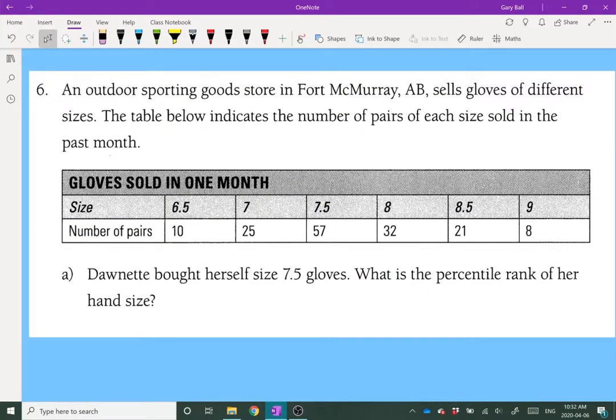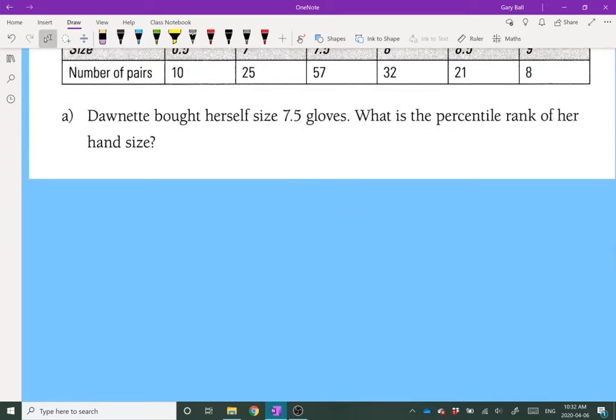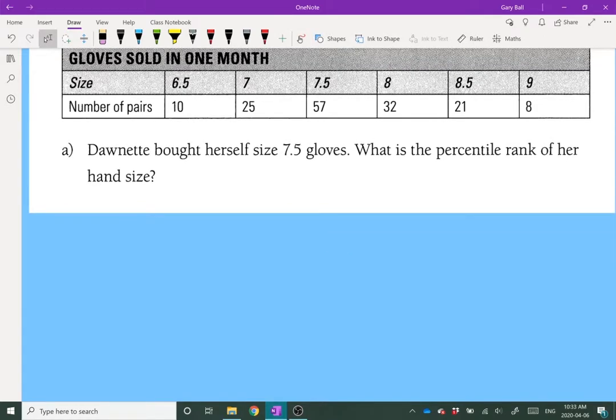So here I have another question. Now this one is set up a little bit differently. An outdoor sporting goods store in Fort McMurray, Alberta sells gloves of different sizes. The table below indicates the number of pairs of each size sold in the past month. What that means is 10 pairs of size 6.5 were sold, 25 pairs of size 7 were sold, 57 pairs of 7.5 size were sold, and so on and so on. So Donette bought herself a pair of size 7.5 gloves. What is the percentile rank of her hand size?